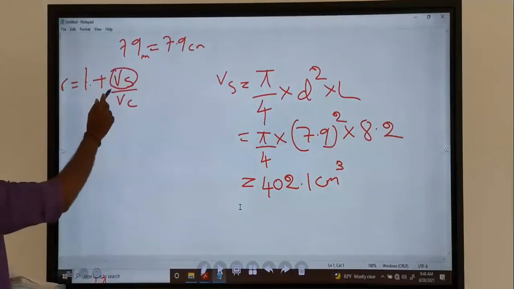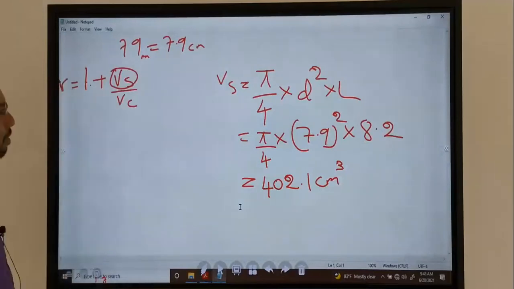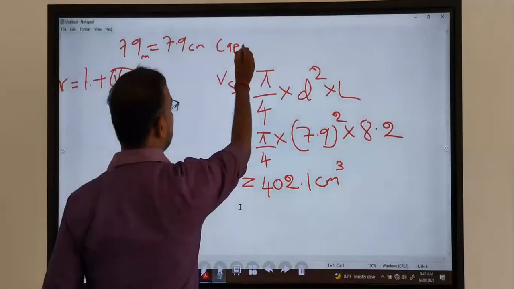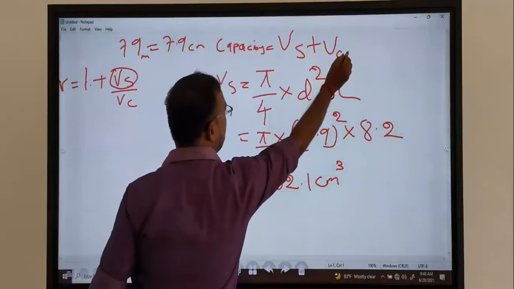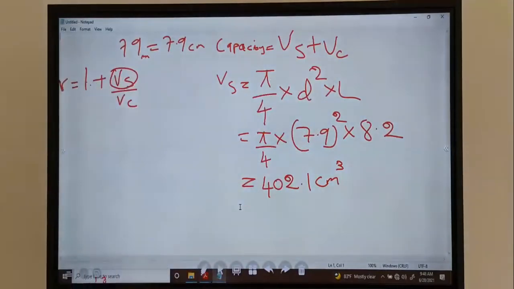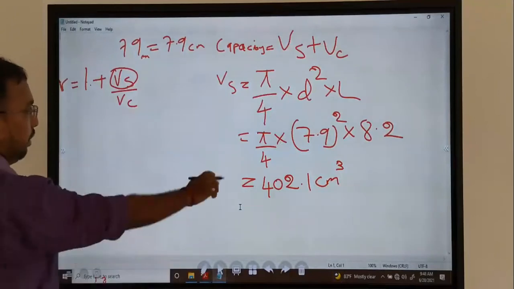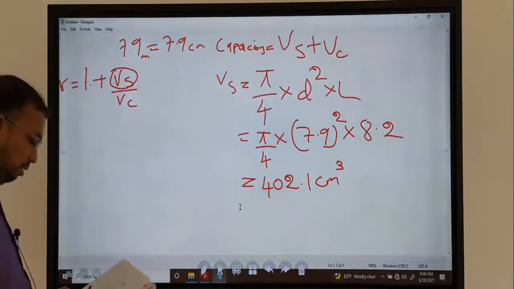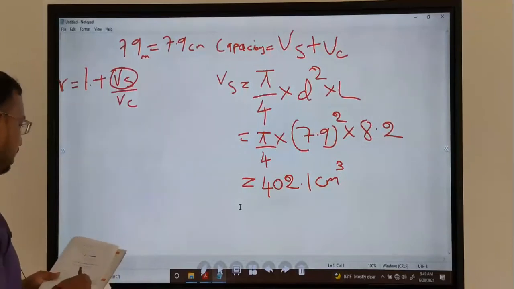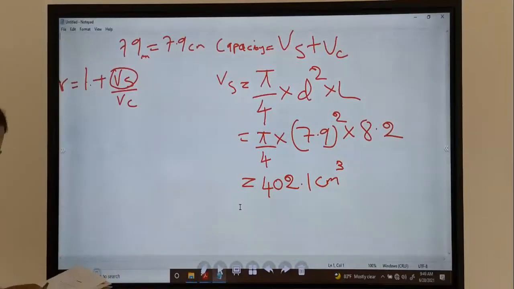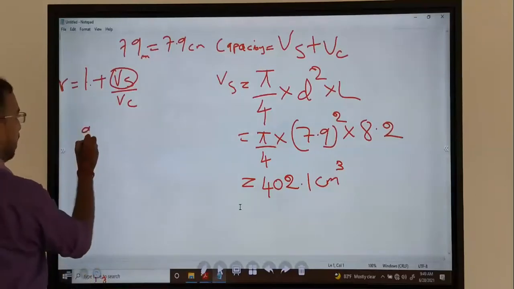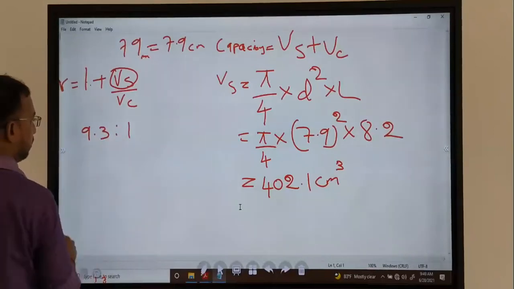So here we have to find the Vc, because the capacity, engine capacity, means Vs plus Vc, clearance volume plus stroke volume. So the stroke volume we have found. So now we have to find the clearance volume. So use this compression ratio, because in the question they give the compression ratio, that is 9.3 is to 1. That's the compression ratio.